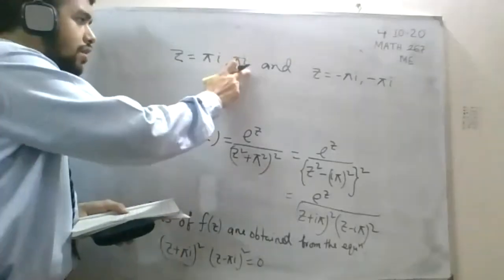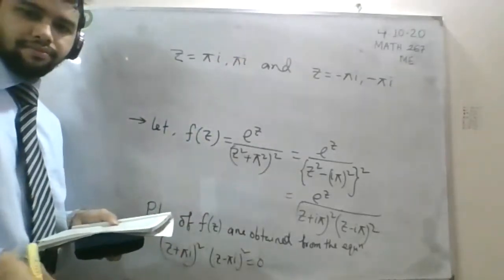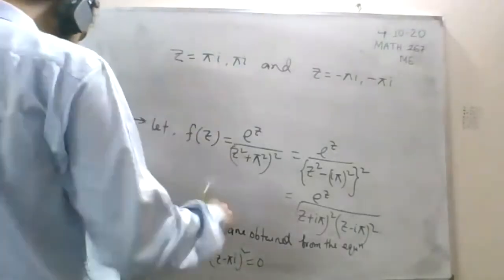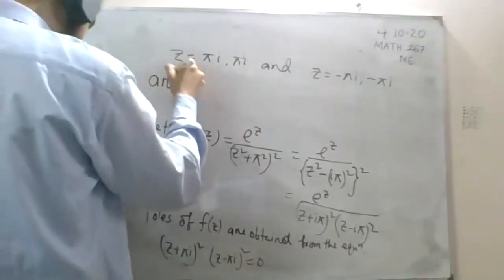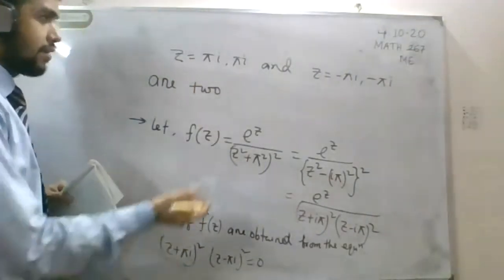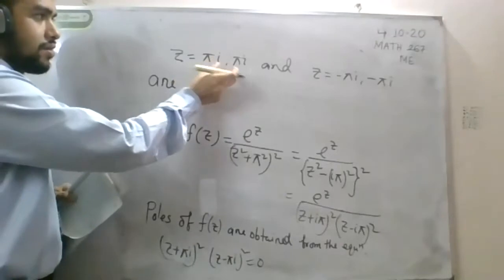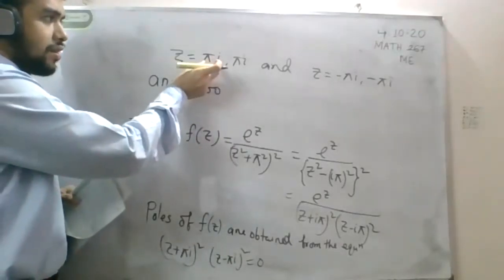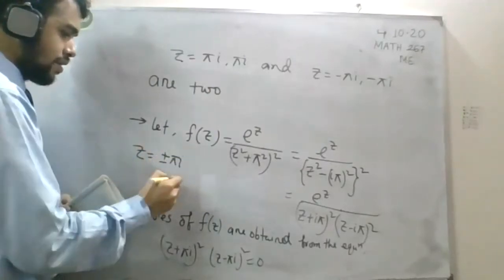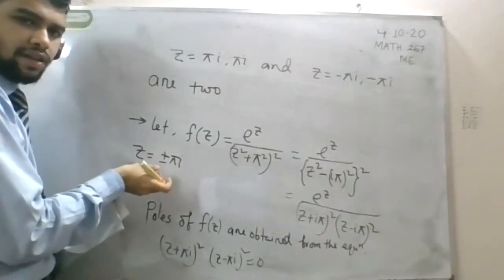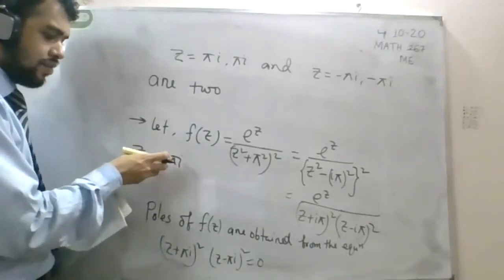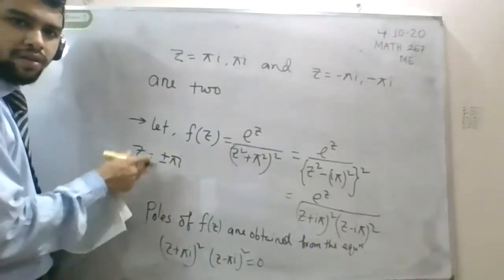Is it a simple pole or double pole? Doubles. Okay, so here you can say these two are... if the values are the same, it is a double pole, and if they are different, it is a simple pole. Yes, no. Here, if two values are different, that means z equals plus minus pi I. So here z equals pi I and also minus pi I. So these two are different, and you can say these are simple poles of your given function.